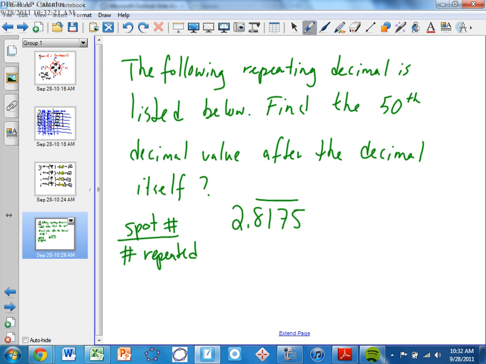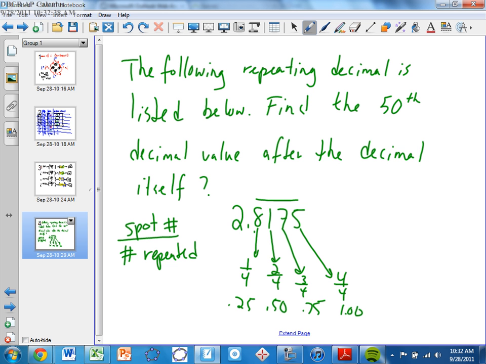So this is the first spot, which means this is really like 1 over 4, or 0.25. This is the second spot, or 2 over 4, which is 0.5. Third spot is 3 over 4, or 0.75. And the fourth spot is 4 over 4, or 1.00. So now what we've done is the following. We've given assignments to each value.